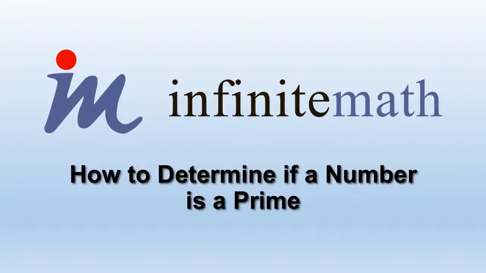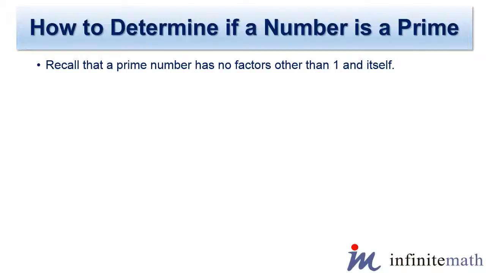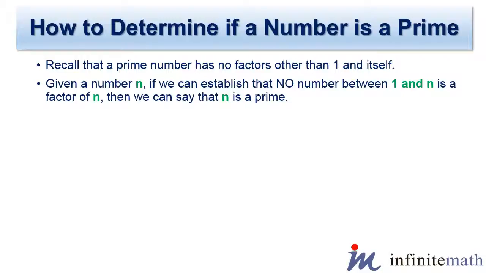How to determine if a number is a prime? Recall that a prime number has no factors other than 1 and itself. Given a number n, if we can establish that no number between 1 and n is a factor of n, then we can say that n is a prime. Let's do a few examples.